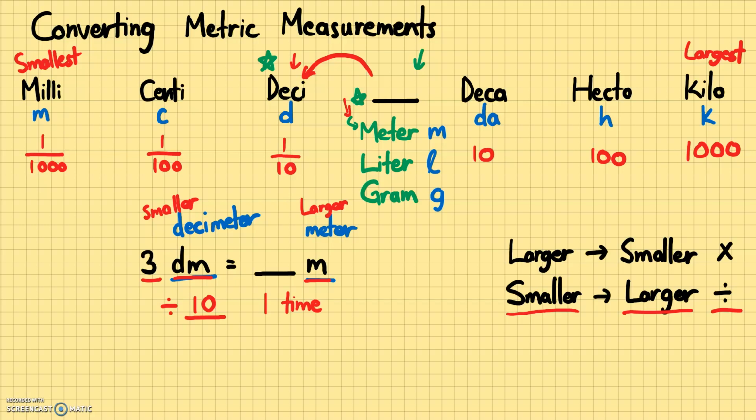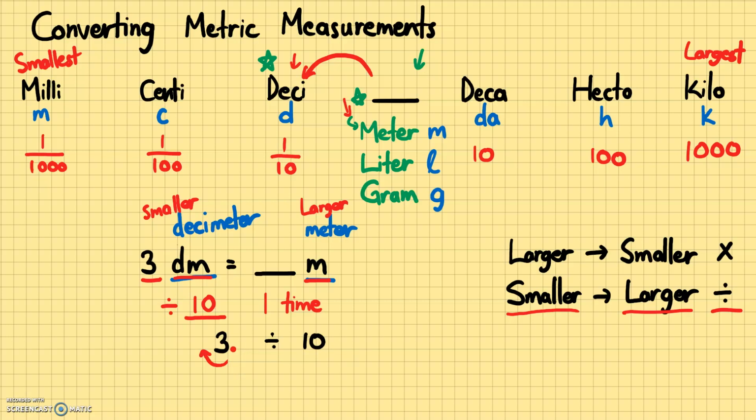So we're doing 3 divided by 10. Another way of thinking about multiplying and dividing by 10 is just moving the decimal point. For whole numbers, the decimal point is always at the end. If we're dividing, the decimal point is going to move this way. If we're multiplying, the decimal point is going to move this way, because if we're dividing, the number needs to get smaller. If we're multiplying, the number needs to get bigger.